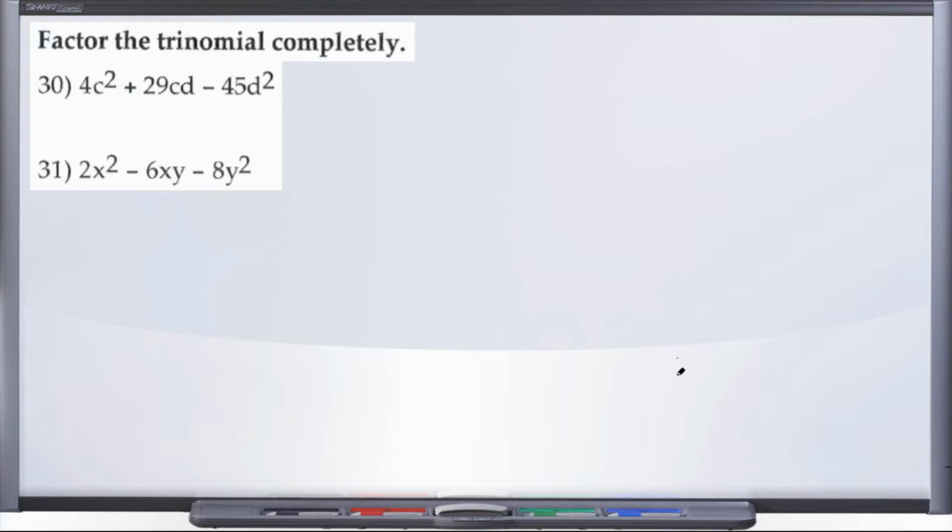All right, so as we take a look here at questions 30 and 31, again, we're still factoring the trinomial completely, so let's go ahead and write number 30 here off to the side, giving us some room. So 4c squared plus 29cd minus 45d squared.